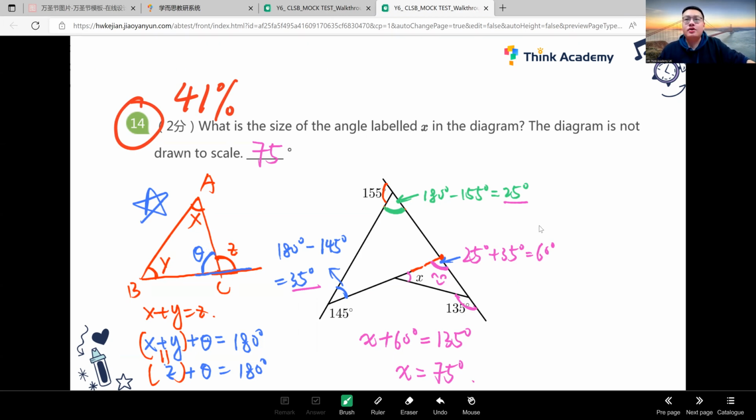Does it make sense to you guys? If you understand it, type 1 in the chat box. You got it? Yep. Any other questions? If you feel confused, you can raise your hand. Okay, so I guess I can move on.